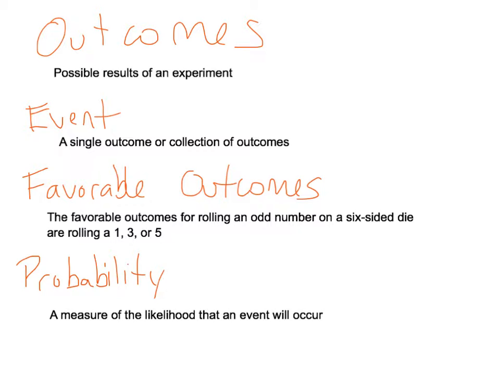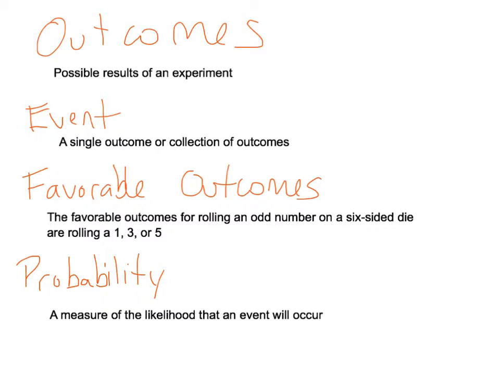And so before we get into it, let's talk about some definitions. All right, outcomes. Outcomes are just the possible results of an experiment. Now, I don't mean like a chemistry experiment. I mean rolling a die. Okay, six-sided die. There are a lot of outcomes there. An event is a single outcome or a collection of outcomes.